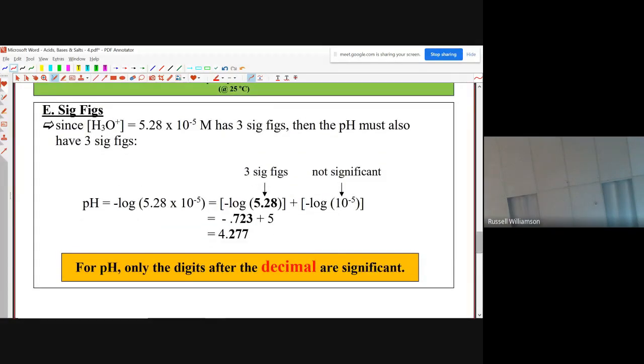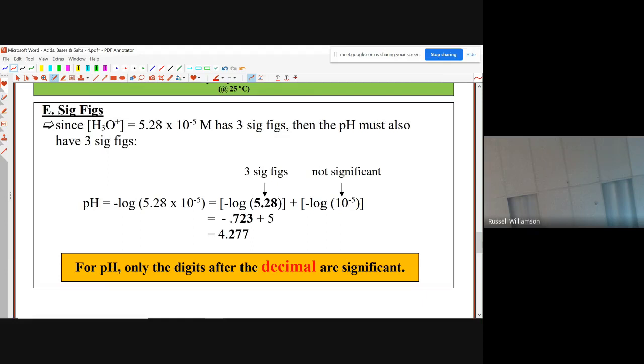So sig figs. This is where it gets kind of interesting. I didn't teach this to you back in Chemistry 11 because, oh boy, it's another sig fig rule. We already had enough of that last year, right? So this year, you're expected to know how to round your answers off. And I want to say, first of all, that this is not even close to perfect. It's just the best that we can do with this.